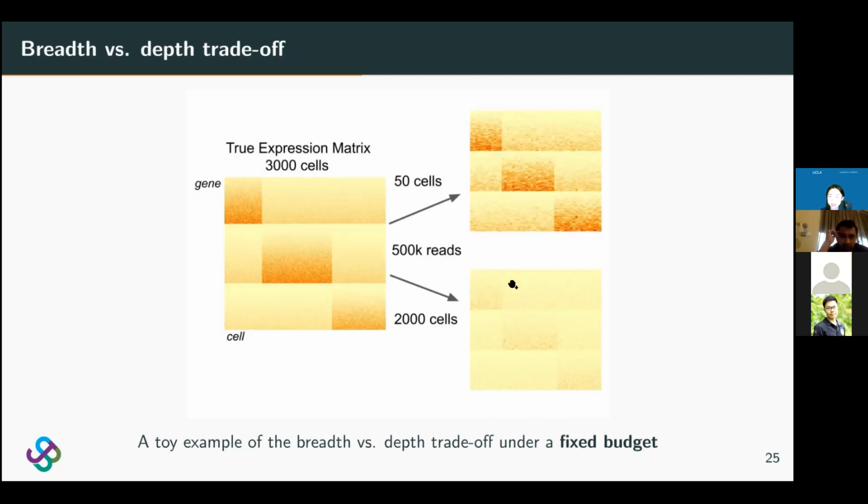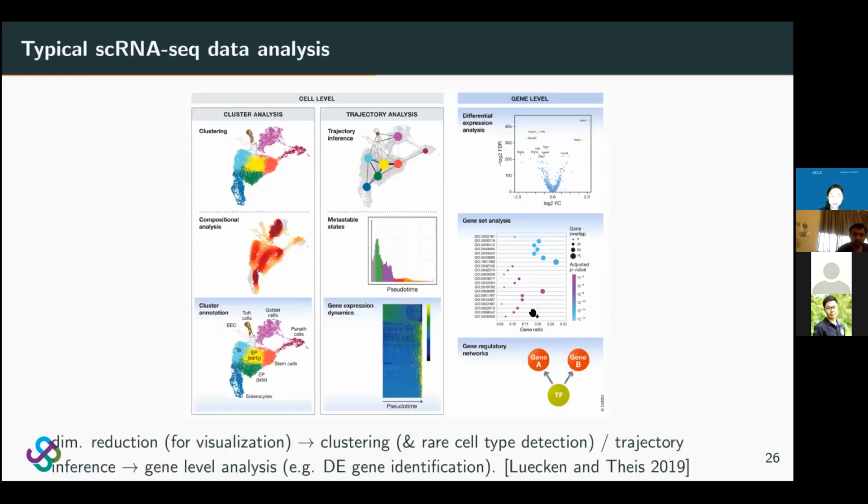So basically, we need to find the best trade-off between the breadth and depth if our total number of reads is fixed. Okay, that's a design question.